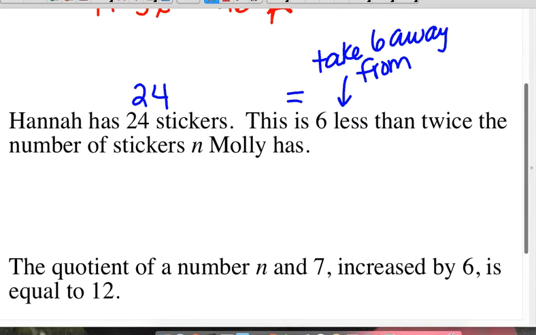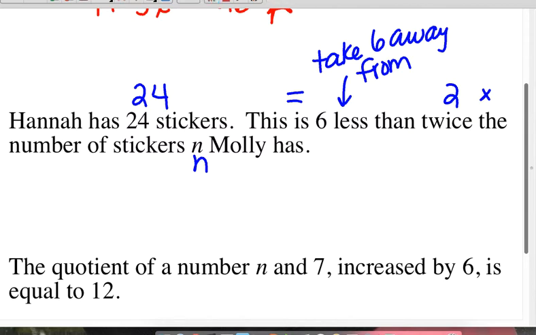Twice the number means 2 times. 2 times what? 2 times the number of stickers n. So 2 times n, which is what Molly has. So let's think about this again. 24 equals, take 6 away from 2 times n.